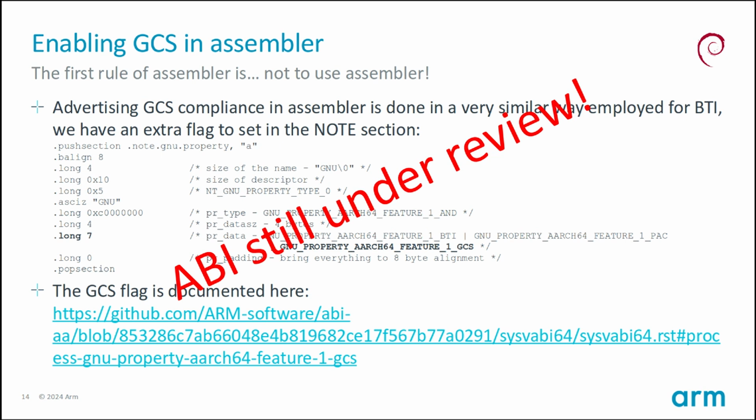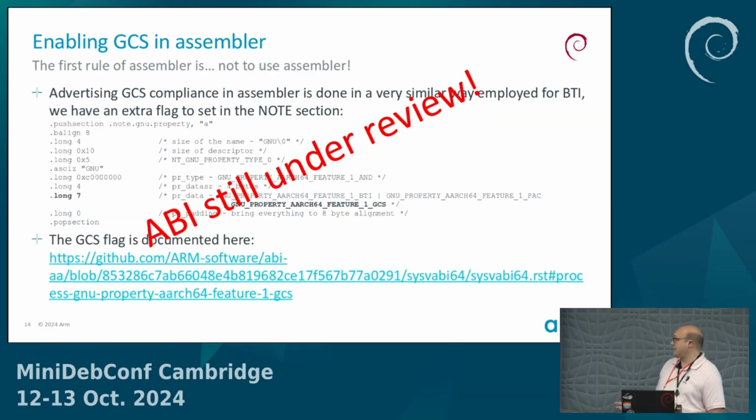At the moment, we're still going through the fine detail for the ABI for the objects, but it's looking very similar at the moment to the way we do it for PAC and BTI. We've got this special note property we can put in places. Eagle-eyed people will see this in some upstream libraries already, and basically it's an extra bit set in there to signify to the assembler that yes, this execution unit produced by the assembler will support GCS.